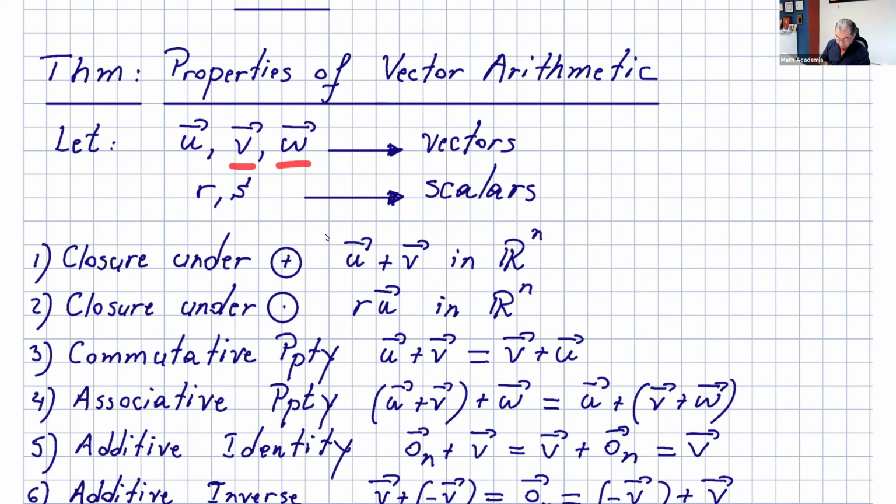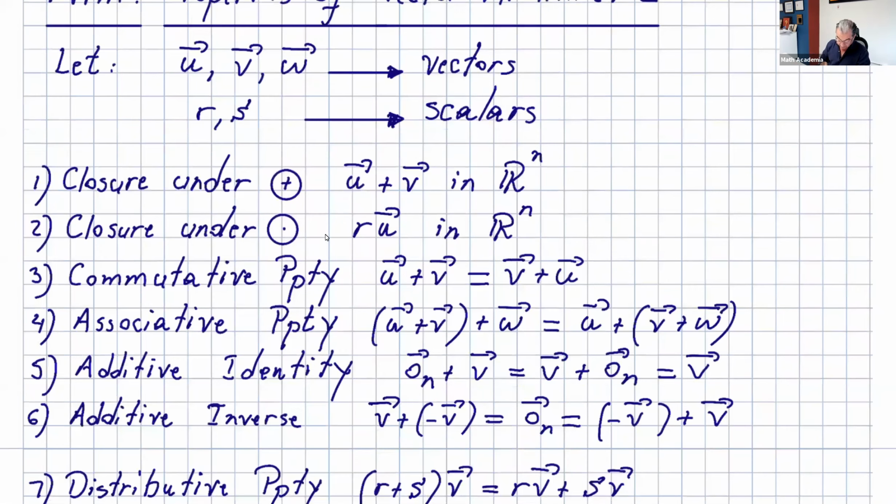These are vectors. And r and s, it could be d and s, r and s, alpha, beta. These are scalars, just numbers. So the properties that are closed under vector addition: when you see a plus with a circle, that means vector addition. That means if u and v are in Rn, then u plus v is also in Rn.